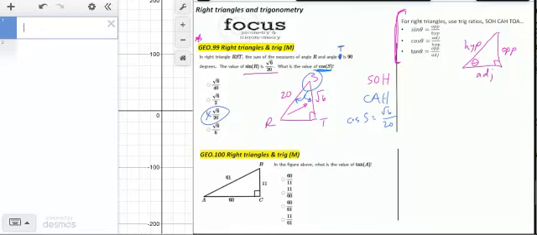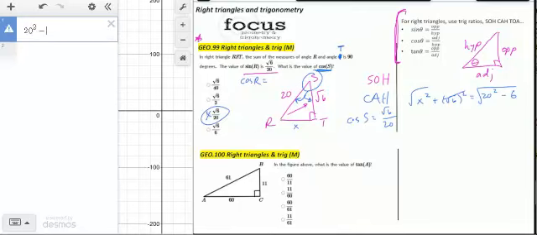Now, if it had asked you for the cosine of R, then you would have to add the extra step of finding that measure. Okay? And so if we called this x, you would use the Pythagorean theorem. x squared plus root 6 squared equals 20 squared. So we're going to subtract root 6 squared, which is just 6, and then extract the root. So we take 20 squared minus 6, and then take the square root of that.